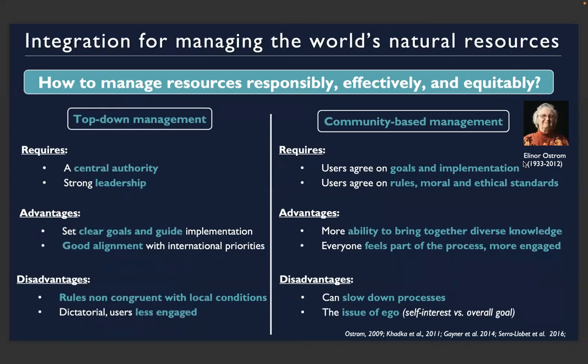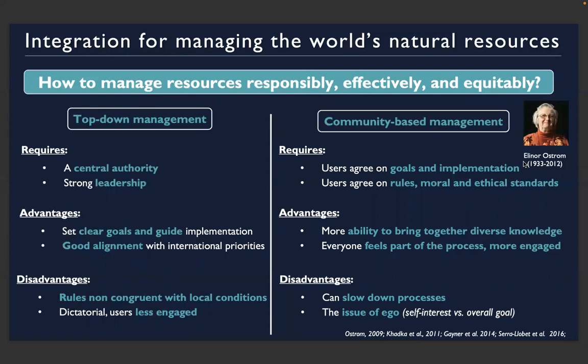And so how do they manage the resource responsibly, effectively, and equitably? There are basically two models of management: top-down management and community-based management. We all know what top-down means, but I want to really make clear the difference between the two types of management.